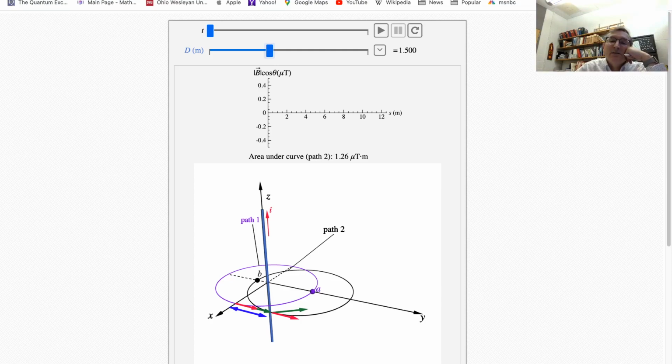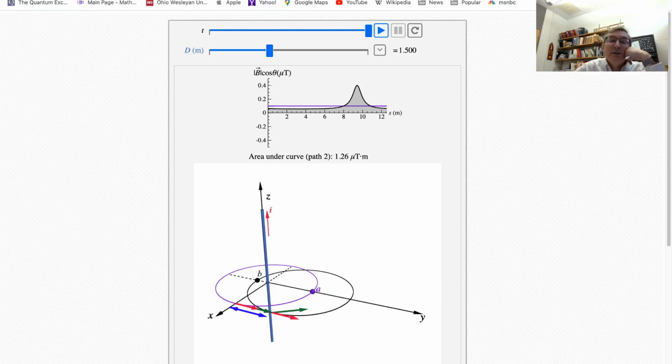Well, in fact, it tells us, doesn't it? It should not have told us that. We get a positive area under the curve, don't we? Both for path 1 and path 2, because both path 1 and path 2 have current piercing the inside, in this case going upward.